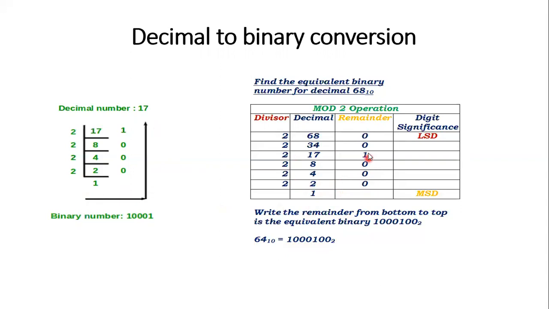So take from bottom to top, which is the binary value. Therefore, in order to represent that it is a binary number, here we specify suffix 2. This is the decimal value, hence the suffix here is 10. Therefore, 64 equals 1, 0, 0, 0, 1, 0, 0 in binary. Right? Now this is the whole number.